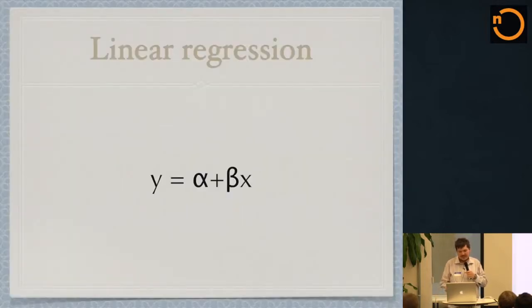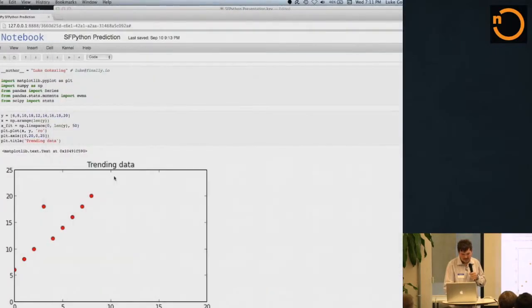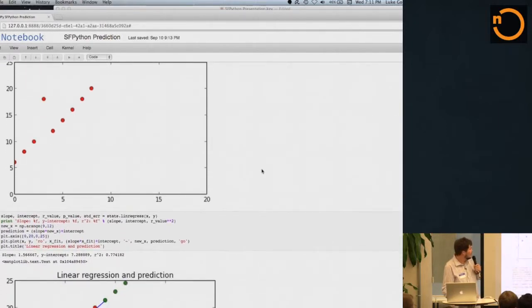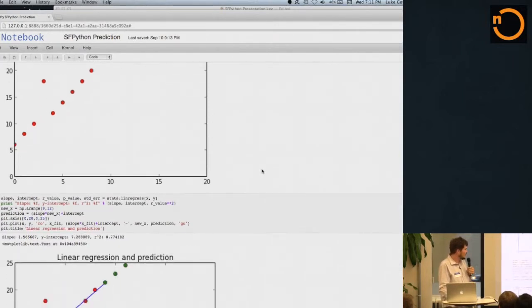Generally, the easiest way is to do linear regression, right? So I have a bunch of data points. I'm going to draw a line through those data points. I have a slope, in this case beta, and I have a y-intercept alpha, and we just extrapolate out. So I'm going to have a Python notebook here. We have some data points here. We can see that we have a little bit of an outlier, but in general they're sloping upwards. So this might be a good candidate for linear regression, right?